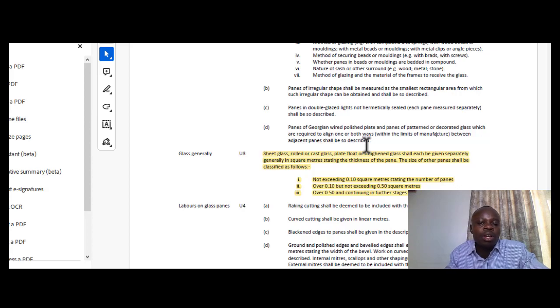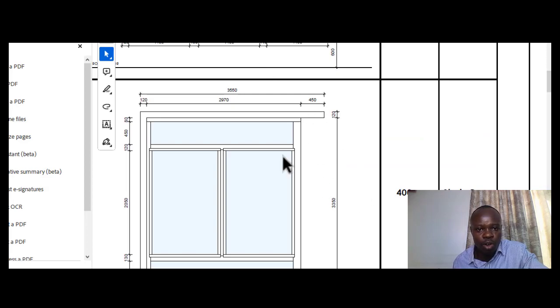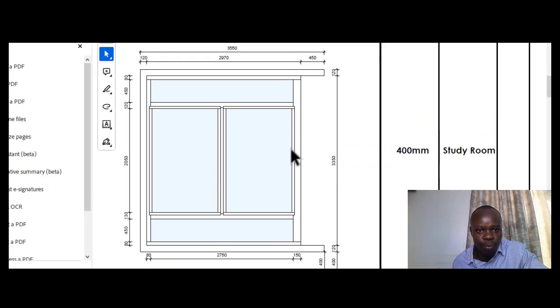In a real sense. So I want to give you a schedule here, a drawing schedule of a window that I would like you to have a look at. This is a representation of a window that is intended to be fixed. This is how it has been drawn. So in this case, how would you make your description? Of course, you will measure your glazing. In this case, it will be in square meters. That is what the rule has said.